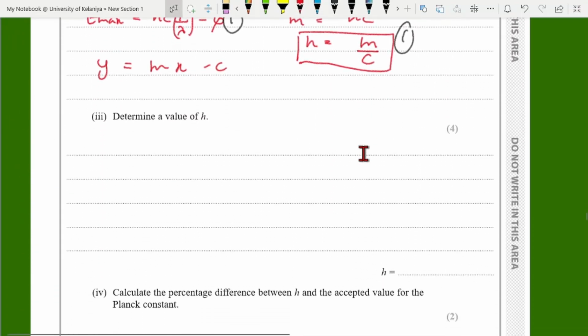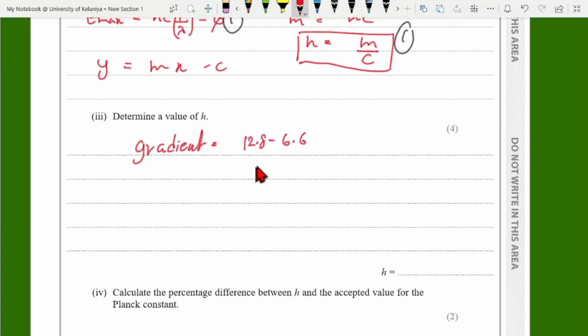Then how can we calculate that one? So I'm going to use the gradient that they have given in the marking scheme. The gradient is equal to, but they have taken the data points like 12.8 and 6.6. You can take what you prefer, but your triangle should be larger, at least more than half of the graph.